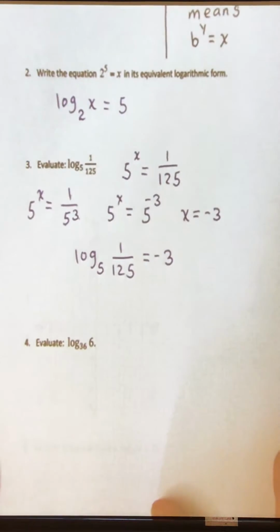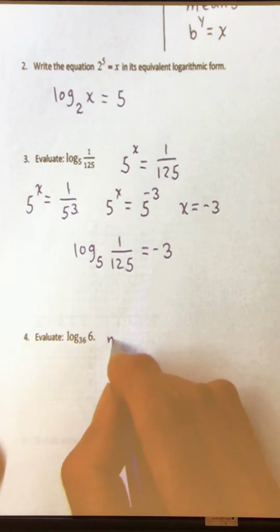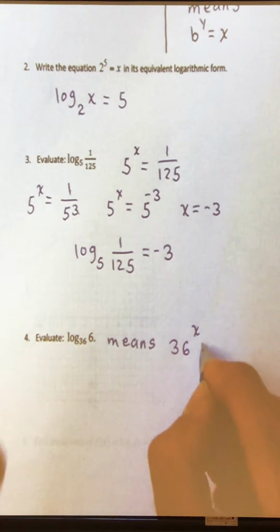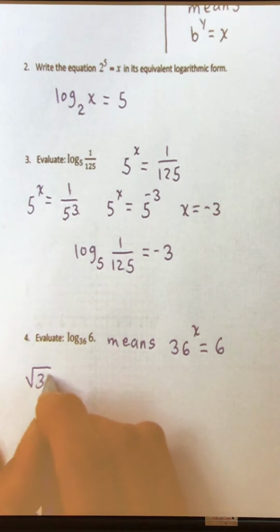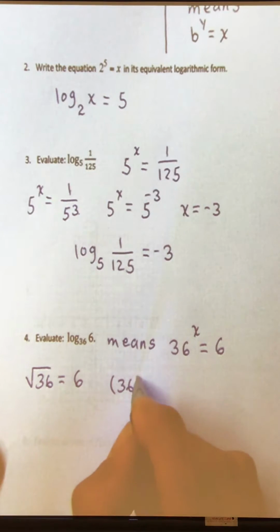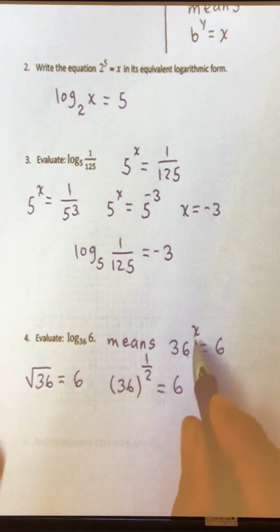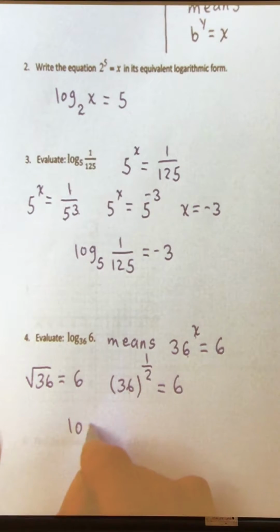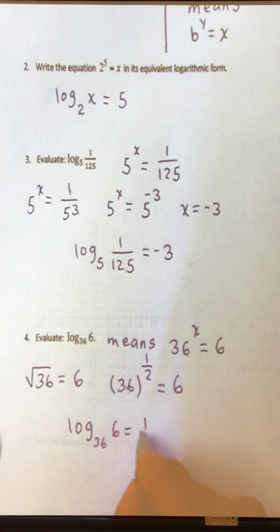Problem number 4. In the same way, evaluate log base 36 of 6. Okay, so this means, from above, 36 raised to what power is equal to 6? Well, the square root of 36 is equal to 6. And the square root means power 1/2. So 36 raised to what power is 6? That power must be 1/2. So log base 36 of 6 must be equal to 1/2.